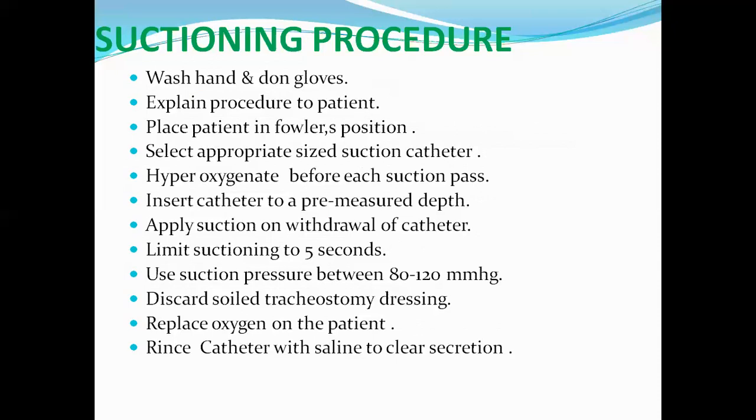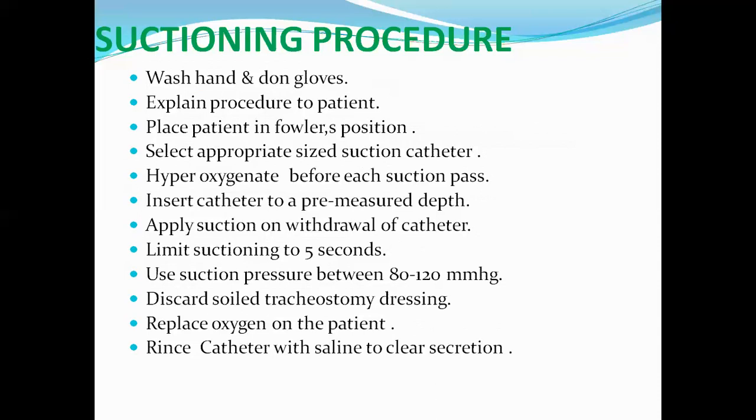Then next is to place the patient in Fowler's position. We will not give the supine position. We have to give the Fowler's position to the patient when we perform the suctioning, otherwise there will be a chance of aspiration. Then next is to select the appropriate size suction catheter. It will depend upon the patient's age, so we have to select the appropriate size of suction catheter.